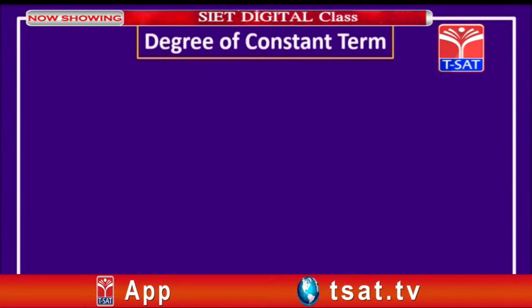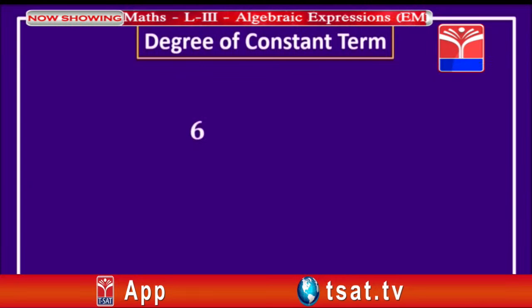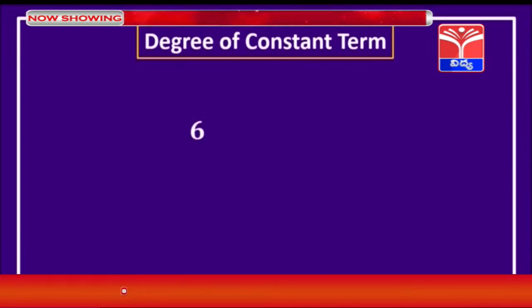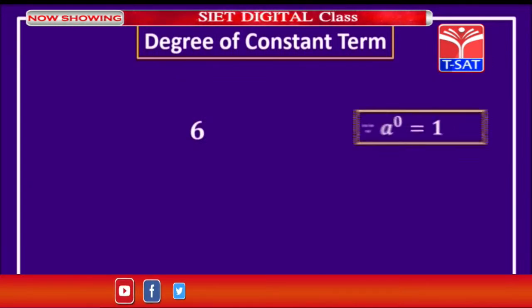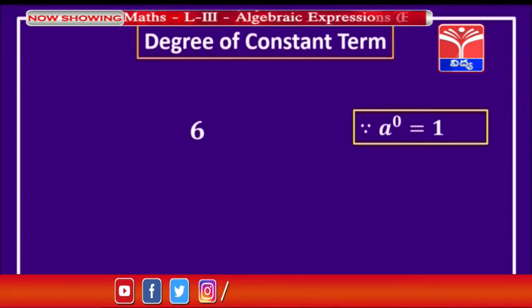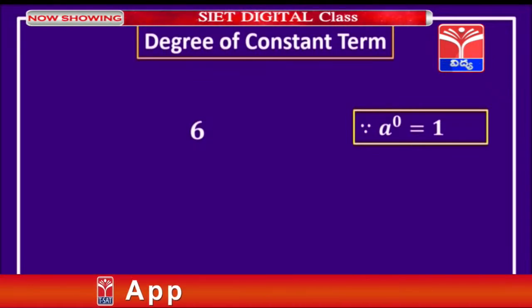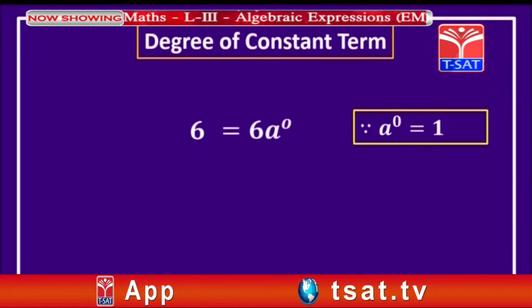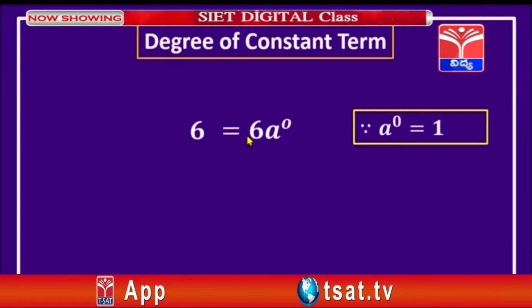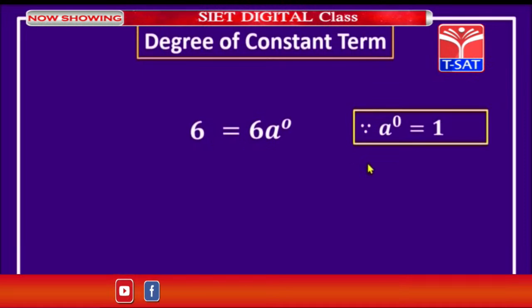Now let us see the degree of a constant term. Now consider 6, it's a number, right? A constant. Now we have already learnt laws of exponents. In that we have seen a power 0 is always 1, isn't it, children? Now 6 can be written as 6a power 0, because a power 0 is 1, 6 into 1, again you will get back 6 only.